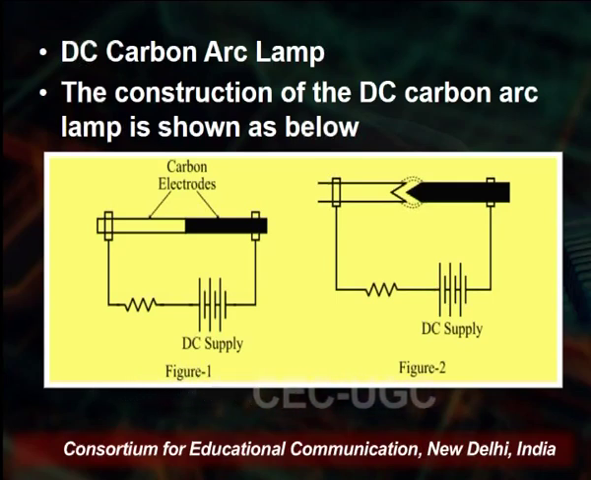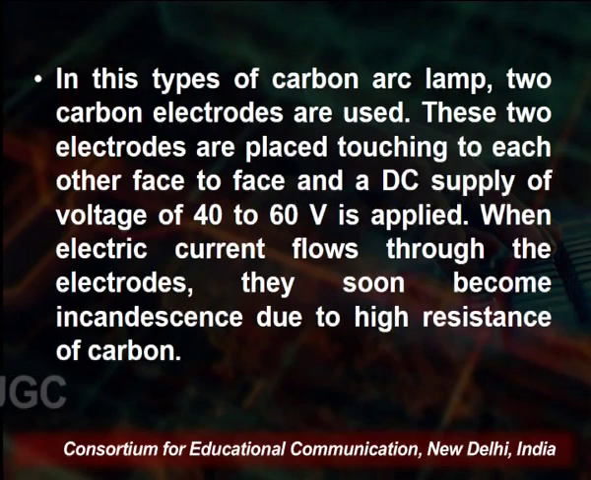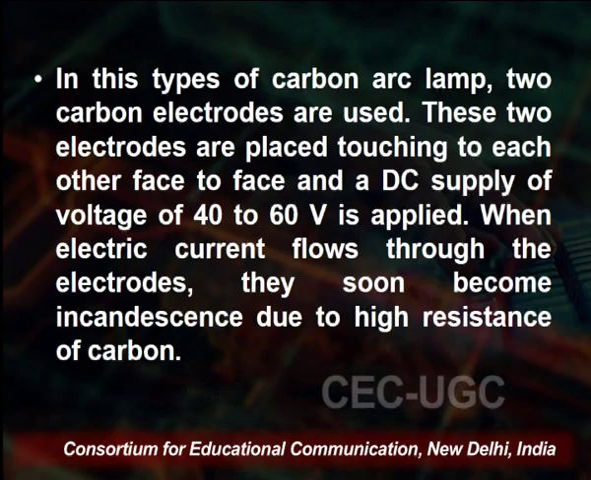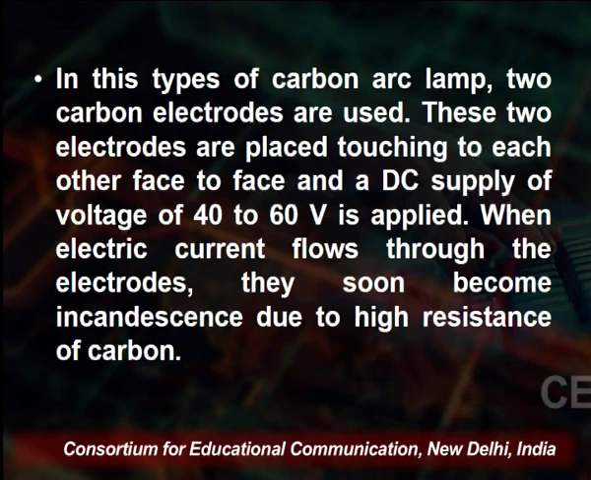If we talk about the DC carbon arc lamp, you see on the screen, figure 1 and figure 2 represent the DC arc lamp, and the carbon electrode is mentioned. Now you see there is inert gas in between. The construction of the DC carbon arc lamp is defined here. We have a power supply, then the electrodes. In this type of carbon arc lamp, 2 carbon electrodes are used, and these 2 electrodes are placed touching each other face to face, and a DC supply with a voltage of 40 to 60 volt is applied.